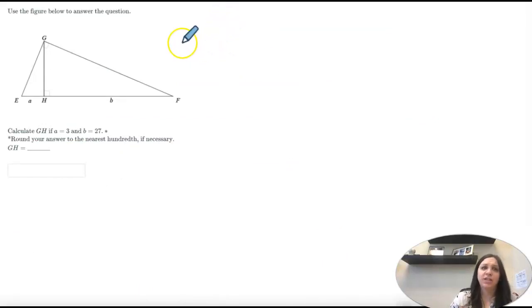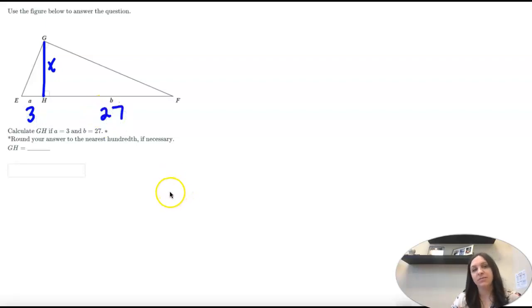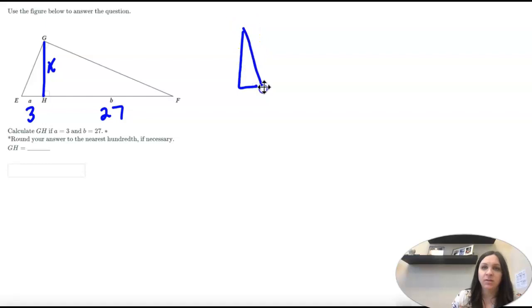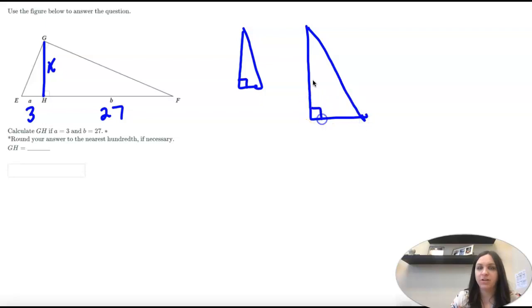We're just going to do 2 more of these just because they're a little different. Let's keep practicing. So this one we're trying to find GH. A is 3, B is 27. So we've done this one before. We have the small triangle, and then we have the big triangle. And remember, our x's are different. On the small triangle, it's the long leg. On the big triangle over here, it's the short leg. And then the other leg is 3, and the long leg here is 27.